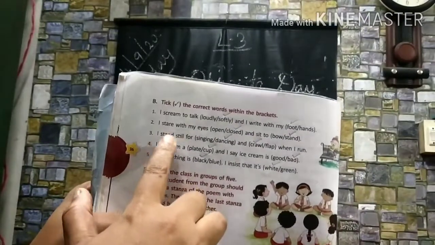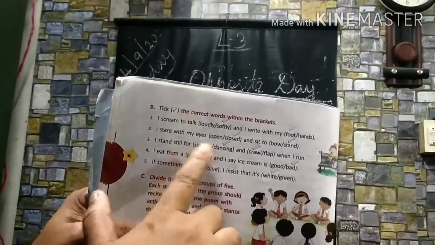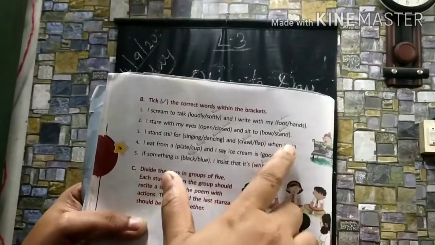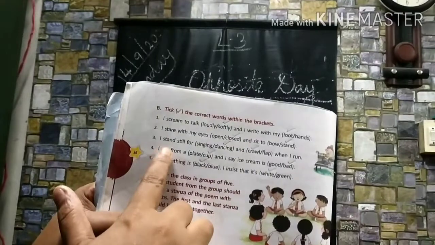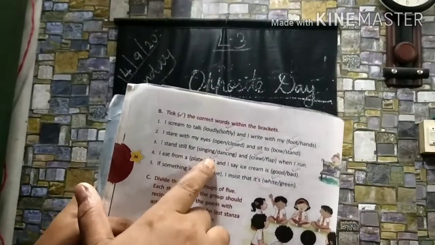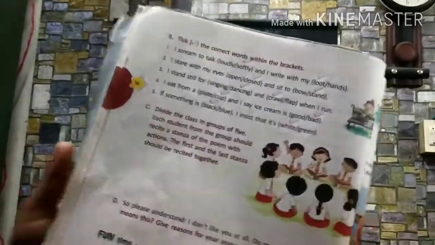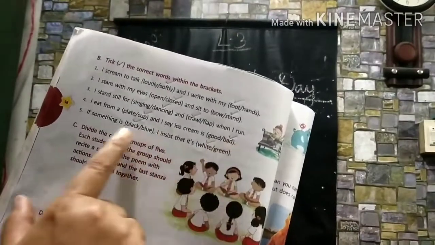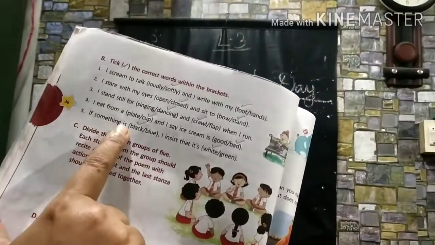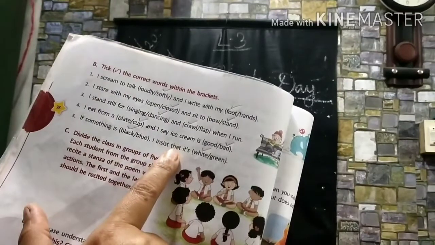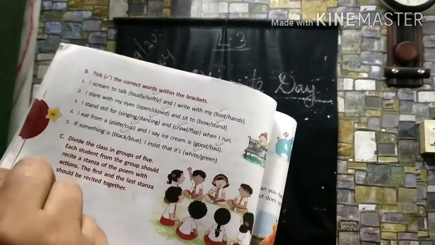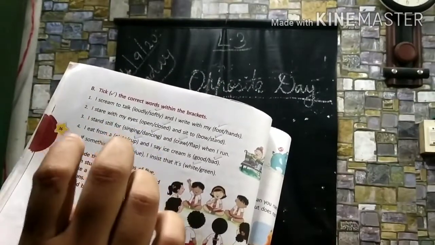Third one, I stand still for dancing. And dash when I run, and crawl when I run. I eat from a cup, and I say ice cream is bad. Even though he loves ice cream, it's an opposite day, so he's saying ice cream is bad. Fifth one, if something is black, I insist that it's white. If something is black in color, the poet is saying, we'll say it's white.